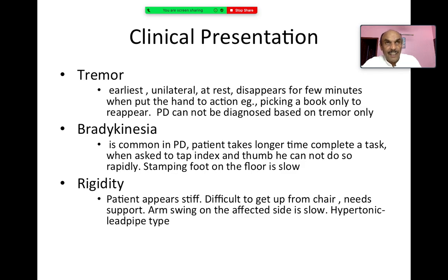Earlier it was described as the pill rolling tremor, but it can occur in any form. It is usually unilateral to start with. It occurs at rest. And when the patient is asked to hold some object, say a book, it disappears for a few minutes. But it reappears once he leaves the book and keeps his hand at rest.